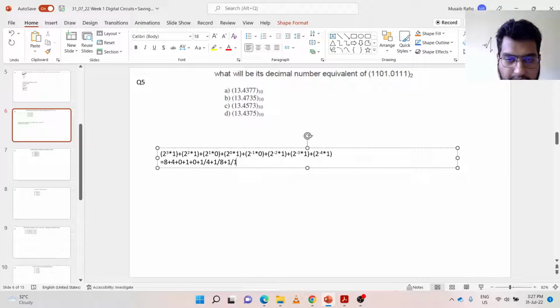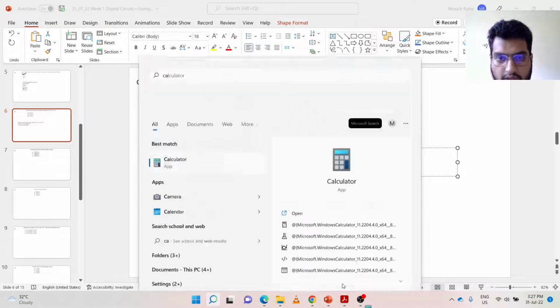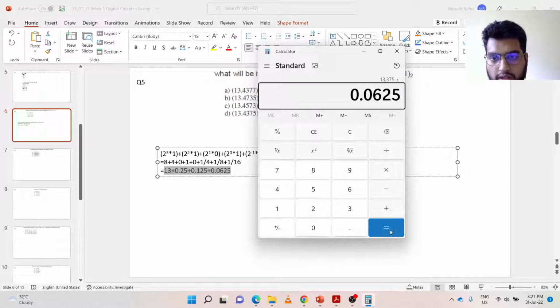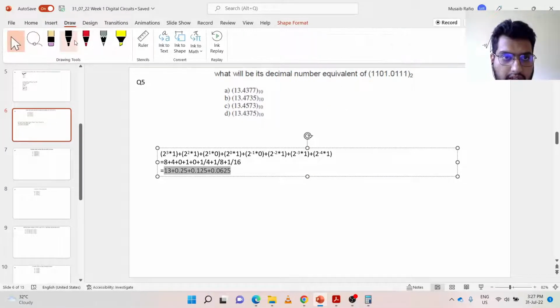So this is 8 plus 4 is 12, 12 plus 1 is 13, 13 plus 0.25, 1 by 8 is 0.125, and 1 by 16 is 0.0625. So if we add them up, it is 13.4375. So option D will be our answer.